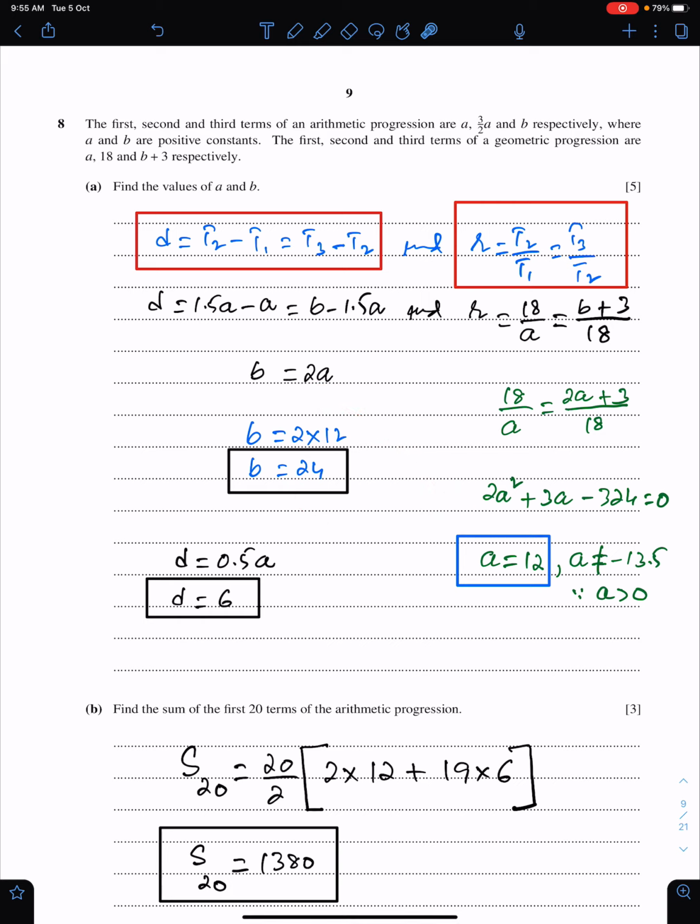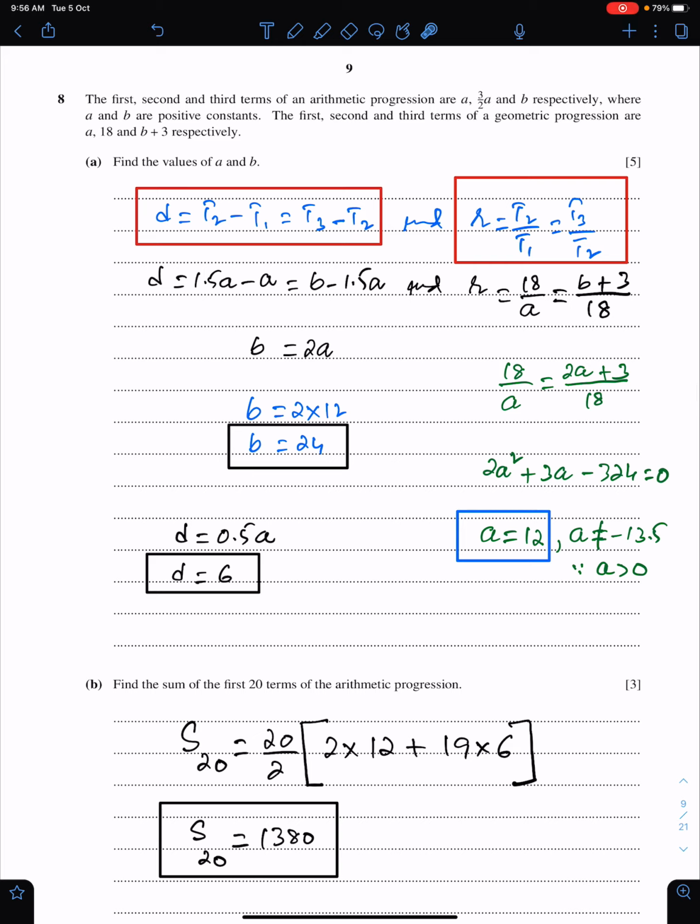Now the second part of this question: find the sum of the first 20 terms of the AP. This is so simple. If you know the formula for Sn of an AP, you can easily do this. So S20 is 20 upon 2, times (2a plus (20 minus 1) times d). That's the answer.